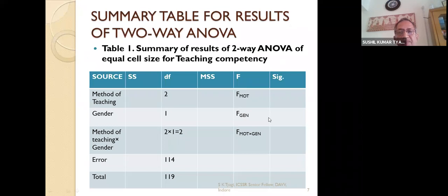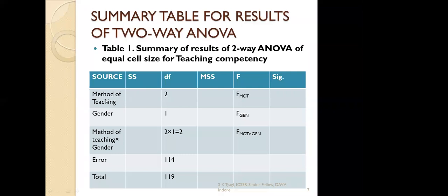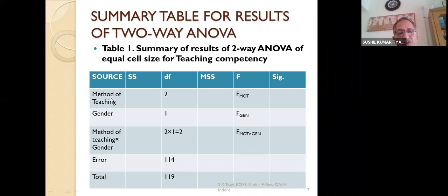Now, summary table for result of two-way ANOVA. In the end, when two-way ANOVA has been conducted, the results will be summarized in the form of this table. Now, this is clear: source of variation. How many variances are there? One is among group, but there are two criteria, two different independent variables.